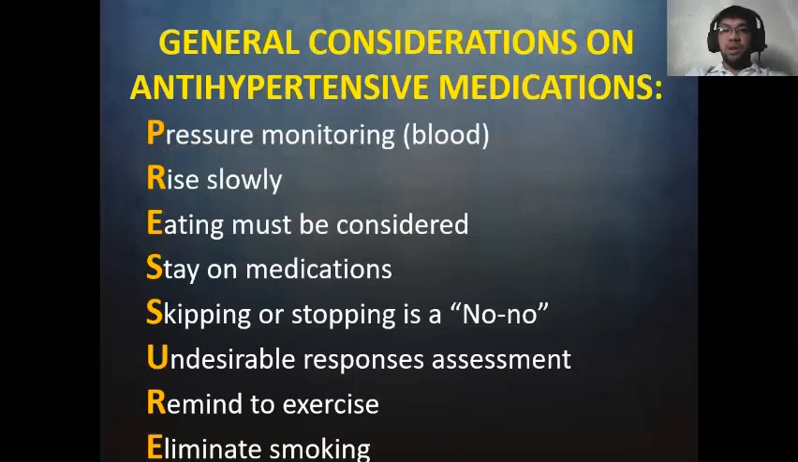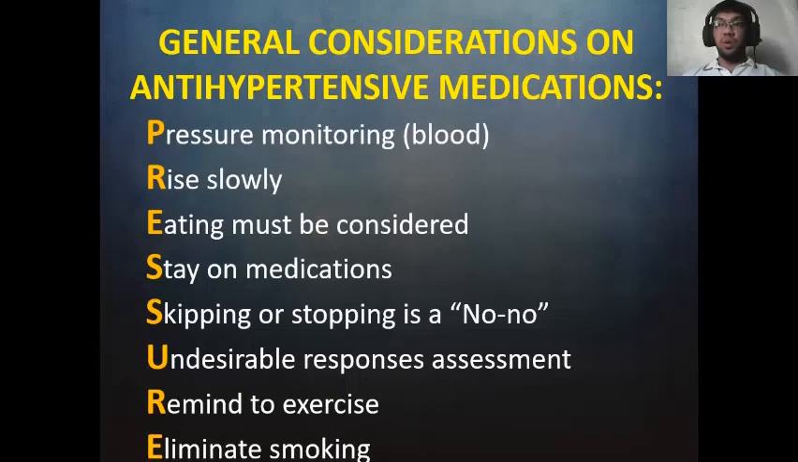Now, general considerations on hypertensive medications. Remember pressure. We always need to do pressure monitoring, the blood pressure monitoring, most especially when we are administering fast acting anti-hypertensives. We need to check their blood pressure first because if the patient's blood pressure is below 120/80, then we are going to withhold the drug. Rise slowly also from the bed because these drugs can cause orthostatic hypotension. So tell the patient to rise slowly from the bed, from a lying to sitting position or from a sitting to standing position. Eating must be considered since some of these drugs can irritate the gastric mucosa.